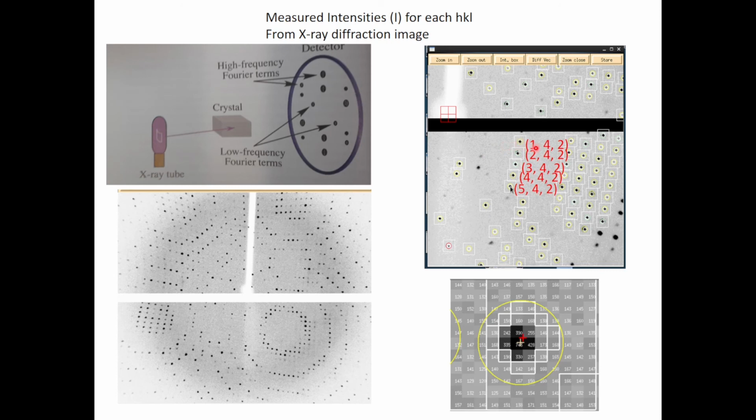This particular one is HKL 142, and as we go out from the center, they increase: 242, 342. So you'll see H increasing here. And then if we zoom all the way in on one reflection, we can see that each pixel has a value of how many photons hit it during the experiment, and we're able to determine the intensity by summing up the intensity of the peak of it and then subtracting the background.